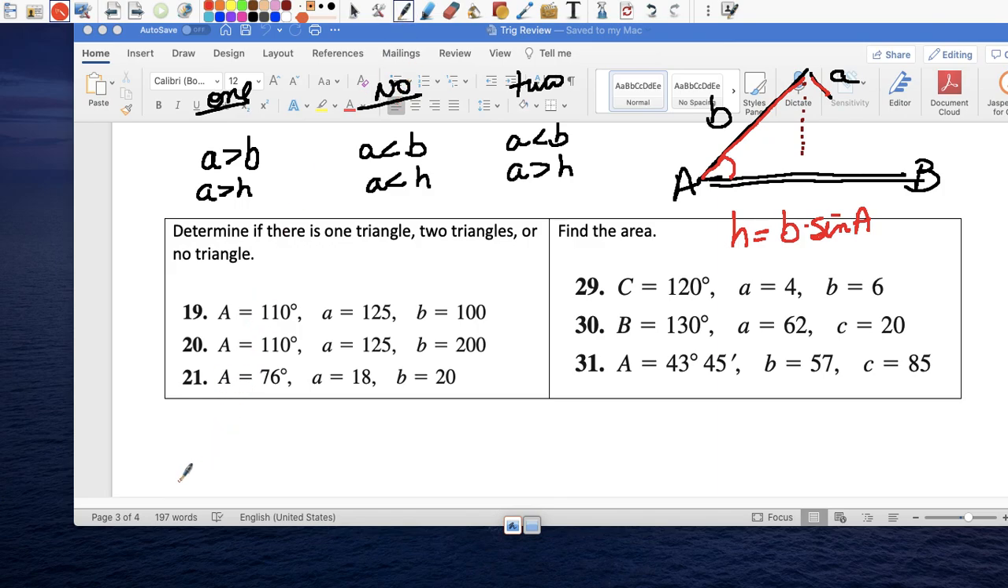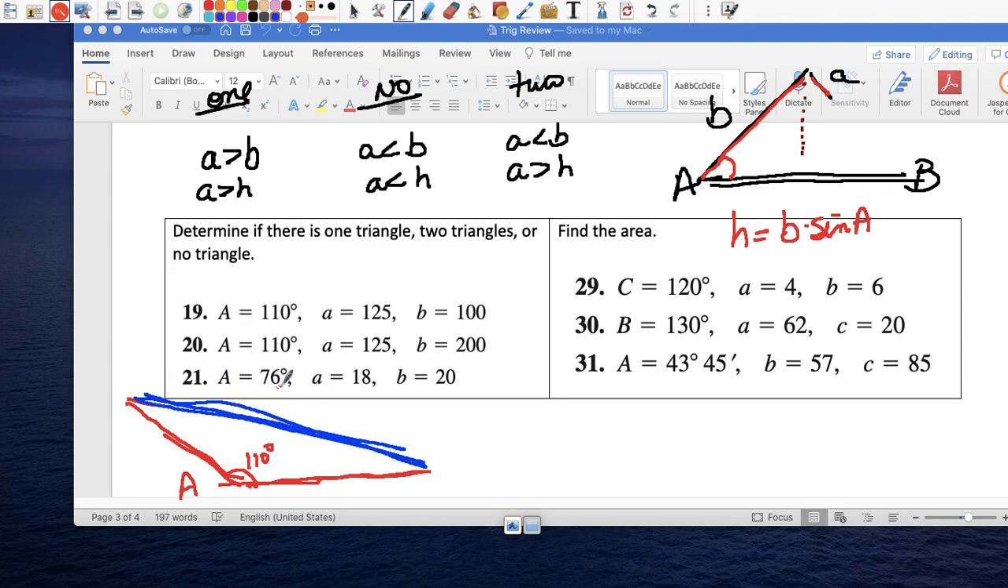Let me draw the first one. So first one says, here's A, here's the base, right, and this is quite a big angle. It's 110, this is 110 degrees. Got to draw a little bigger. Little a is this guy right here, right? This would be little a right here, right? This would be little a.